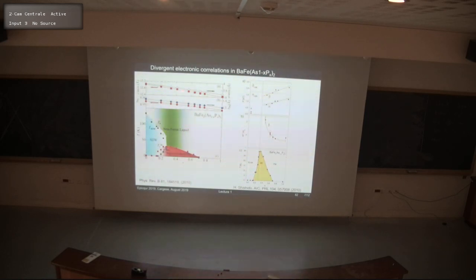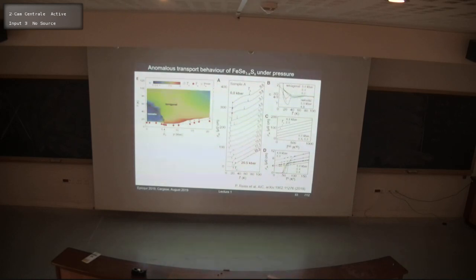We also did quantum oscillation experiments, and for the electron bands seen in experiments, the effective mass seems to diverge as approaching this possible quantum critical point. This is again a signature of quantum critical behavior, and the mass is strongly enhanced.